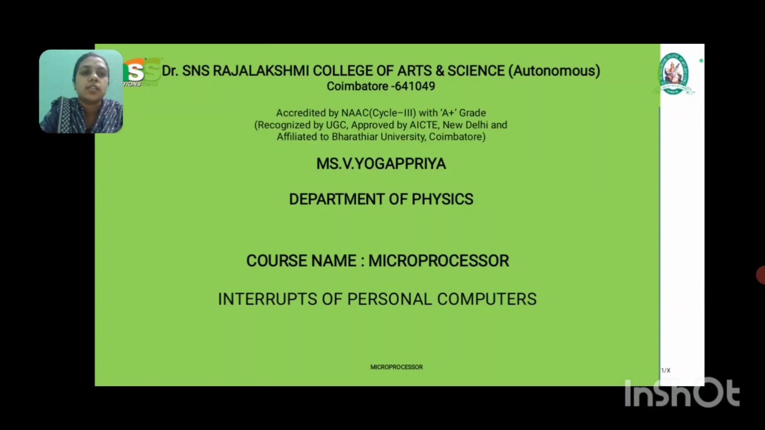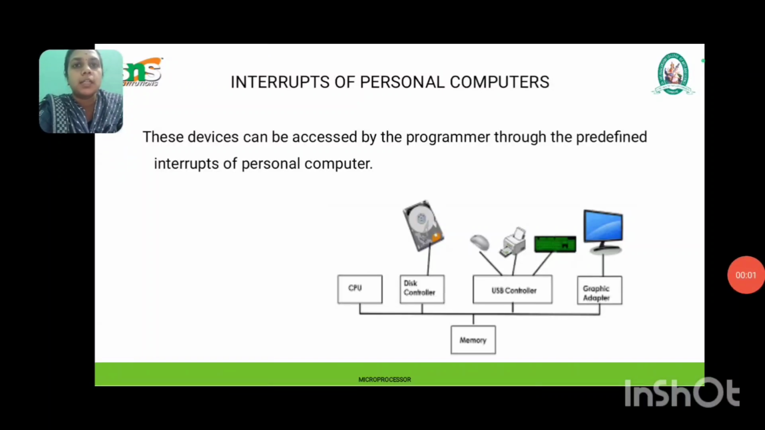Today we are discussing microprocessors: interrupts of personal computers. These devices can be accessed by the program through the predefined interrupts of personal computers. The 8086 assembly language program can be executed in any personal computer, a PC based on an 8086 or Pentium processor, with compatibility maintained while executing the program in the PC.